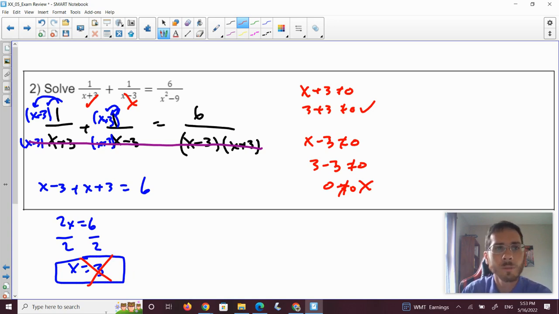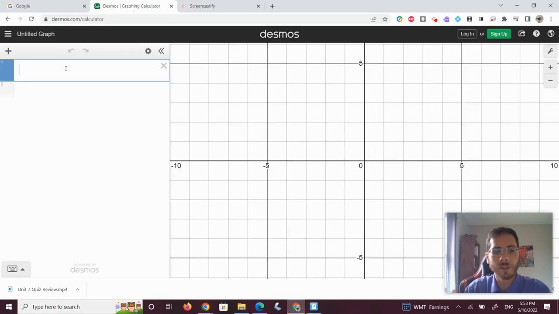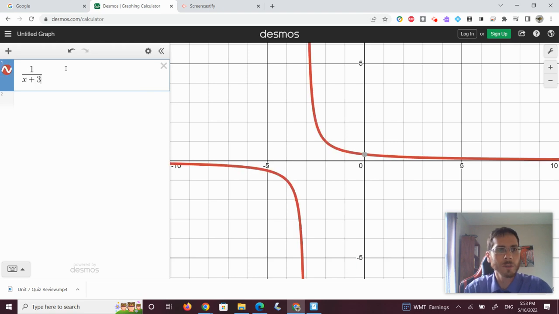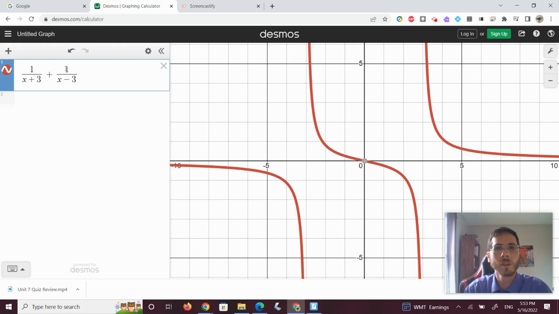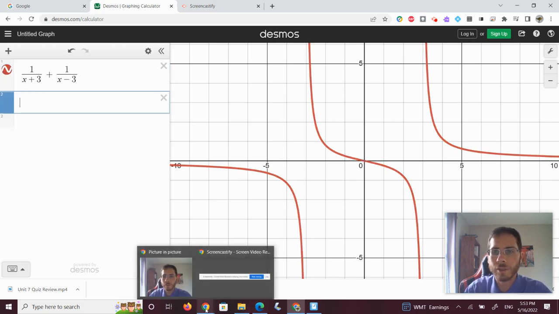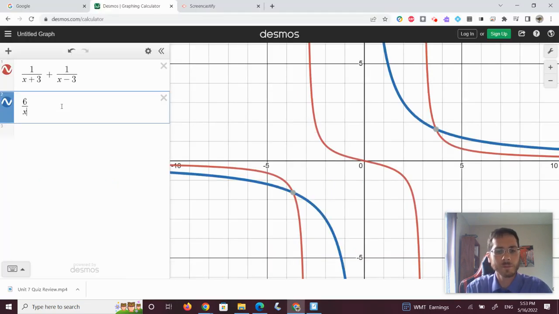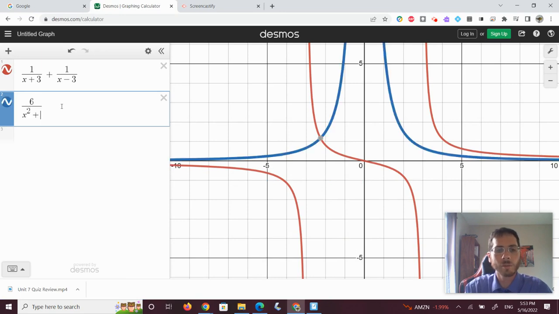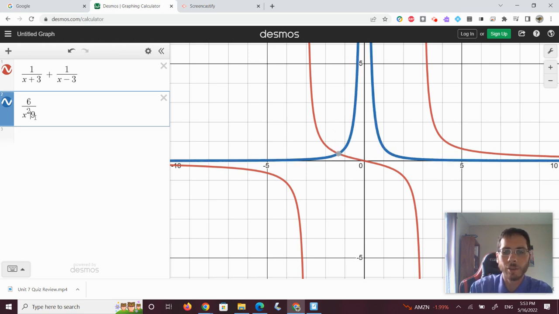So let's double check. Let's throw it in Desmos to see if it is a no solution, or if we did something wrong. So 1 over x plus 3 plus 1 over x minus 3. And then on the other one, see, this isn't looking good. I think we might have made a mistake, but let's see what we got. 6 over x squared plus 9. All right, well, it looks like they do connect right here. So where did we mess up? Oh, I messed up in typing it because this is x squared minus 9.